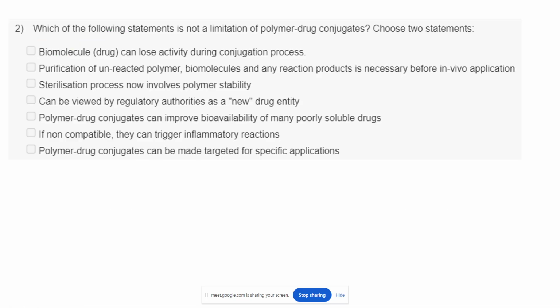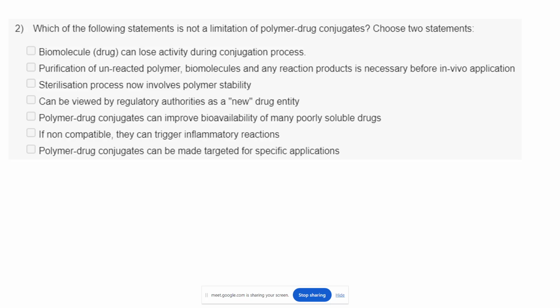Here is the next question. Which of the following statements is not a limitation of polymer drug conjugates? You have to select two statements. The options are: biomolecule or drug can lose activity during conjugation process. Purification of unreacted polymer, biomolecules and any reaction products is necessary before in vivo application. Sterilization process now involves polymer stability. It can be viewed by regulatory authorities as a new drug entity.